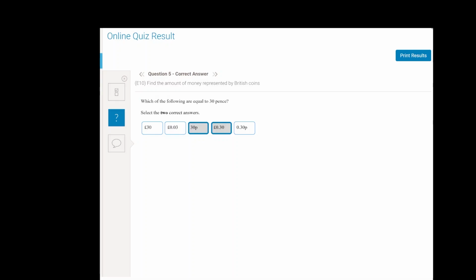Which of the following are equal to 30 pence? Here, all we have to do, one answer is already here in the question. We just remove everything, and then the first one is 30p, and then the second one, it's 30 pence. It's not pounds, so it should be 0.30 pounds because it's smaller than 1 pound, so it'd be 0.